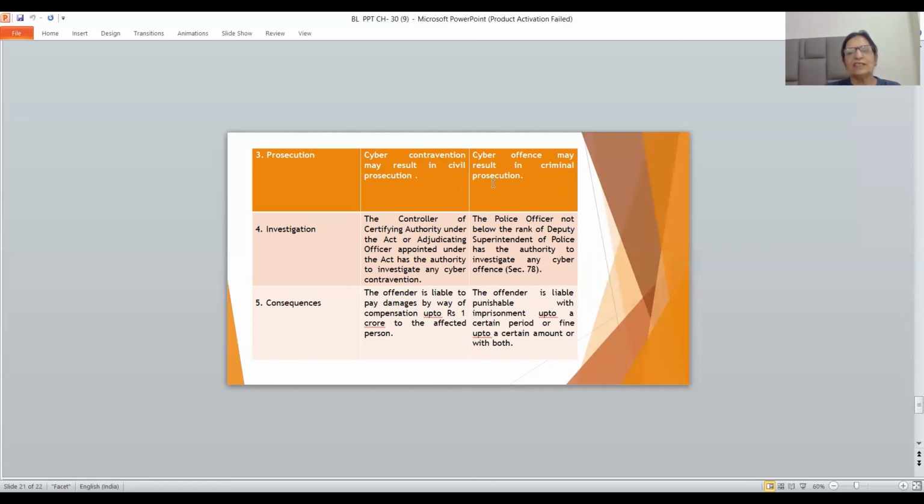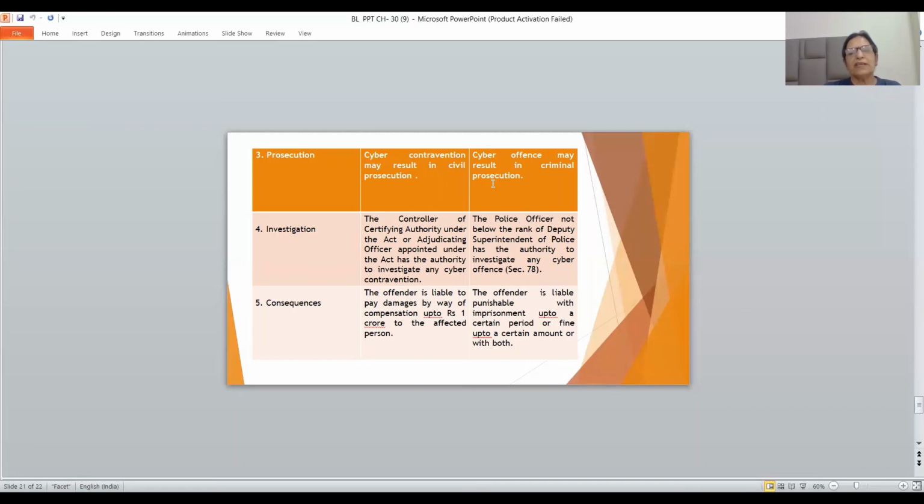But after that, inspector was substituted by DSP, Deputy Superintendent of Police. Then consequences. In case of cyber contravention, the offender is liable to pay damages by way of compensation, and the amount should not exceed 1 crore rupees. But in case of cyber offense, the offender is punishable with imprisonment up to a certain period or fine up to a certain amount or with both.